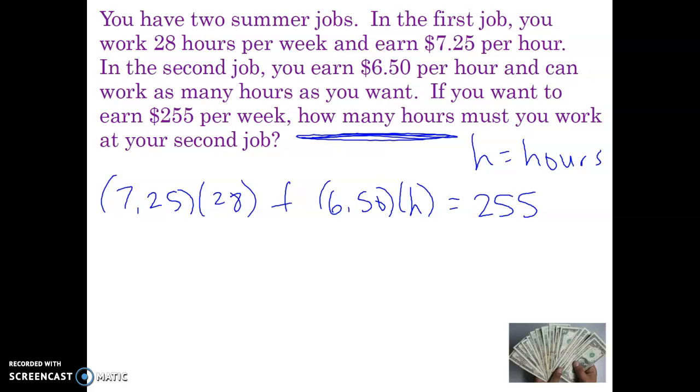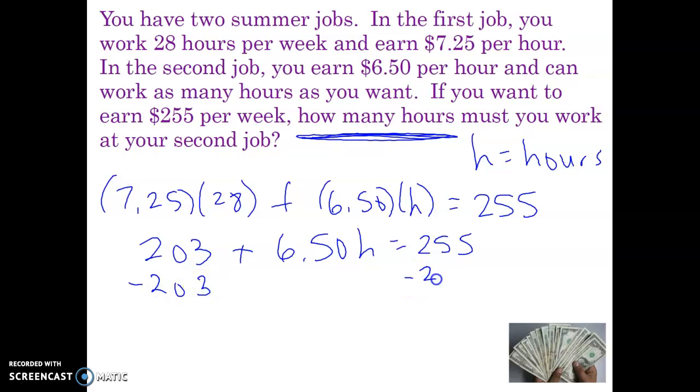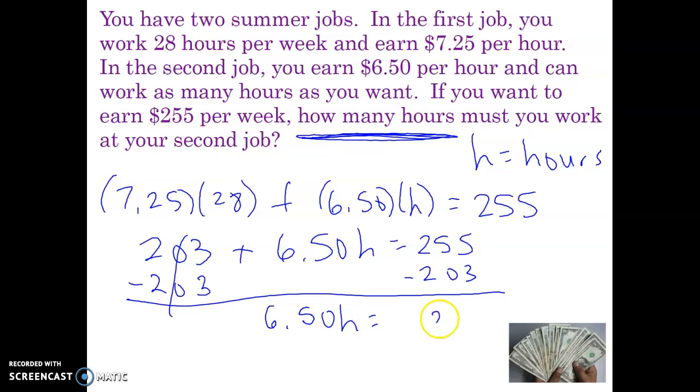Well, we can simplify on the left-hand side. So I have already typed 7.25 times 28 into my calculator, and I got 203. All right, so that helps us simplify. Well, now what will we do? How can we work to get h by itself? We're going to subtract 203 from both sides. You can see how this is similar to the equations that we did yesterday. All right, and I got 52.